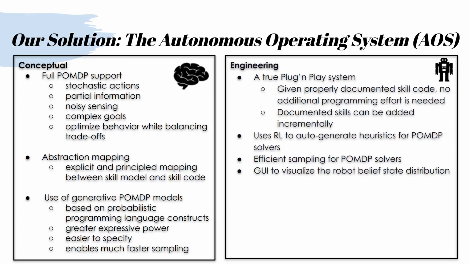Engineering-wise, we provide a true plug-and-play system. Given properly documented skill code, no additional programming effort is needed. Documented skills can be added incrementally and used by the system. The AOS uses reinforcement learning to auto-generate MDP heuristics for POMDP solvers. The system has a GUI to visualize the robot belief state distribution and understand the robot's behavior.